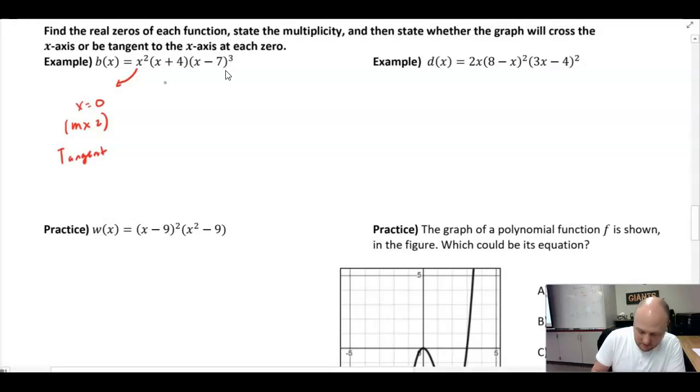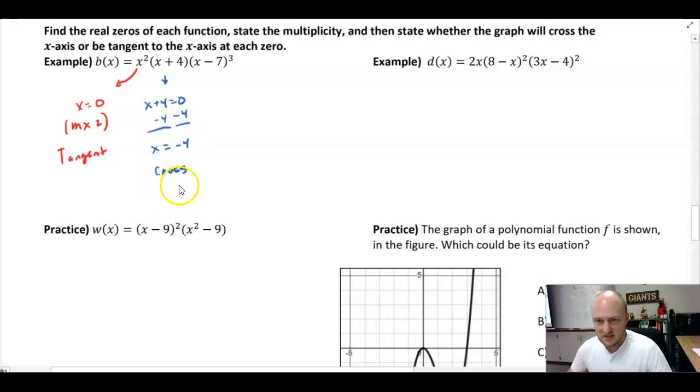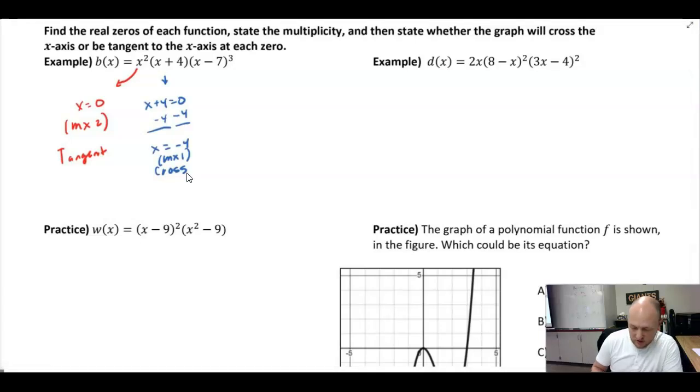I have x plus 4. I can go ahead and set that equal to 0 and then solve, and we get the zero of x equals negative 4, and here our function will cross the x-axis. That's multiplicity times 1. I guess they want us to name the multiplicity, so 1 time.